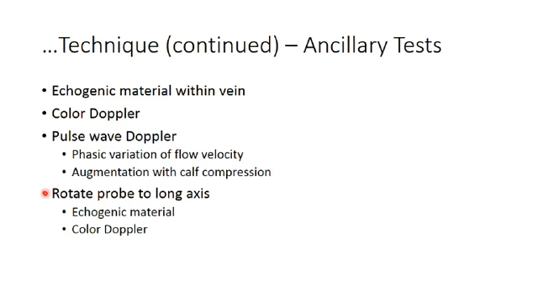Then you rotate the probe so that it's in the long axis. And once you rotate the probe and it goes to the long axis, once again you look for these two things. You look for echogenic material and you look for color Doppler filling of the vein.